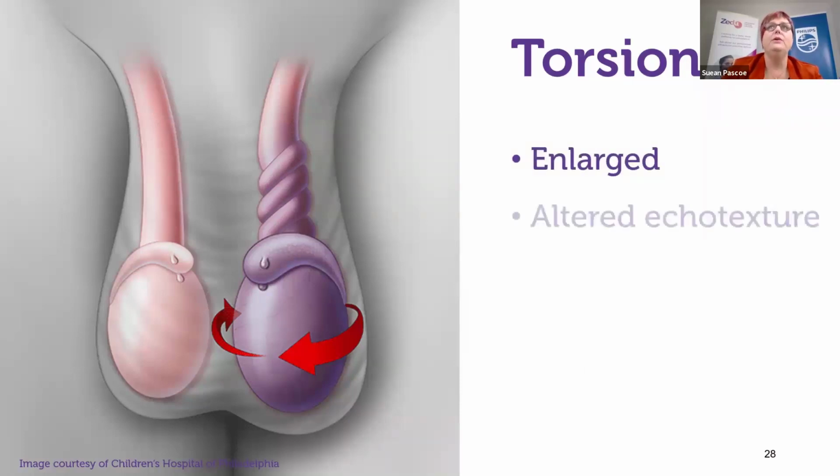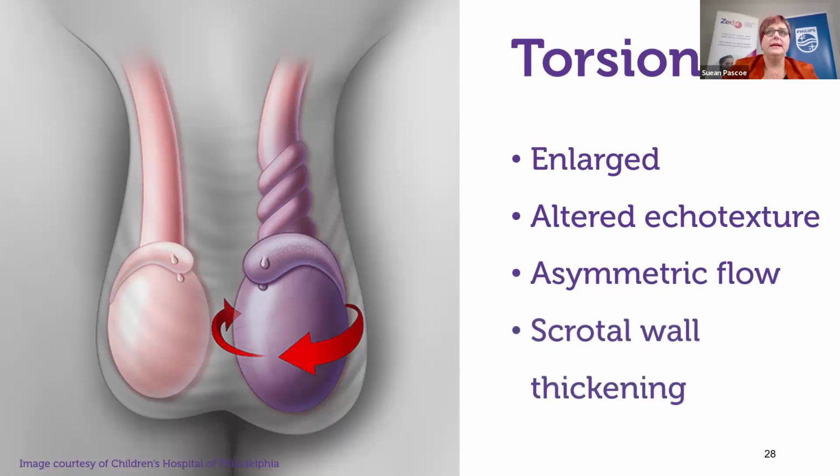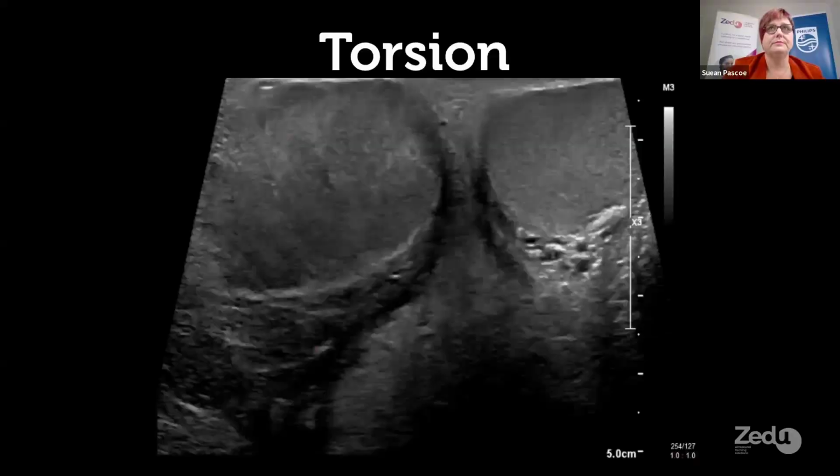Now this is on B mode. Any altered echo texture, pop the color on, look for asymmetric flow, and then also look for some scrotal wall thickening. Sometimes you can have a reactive hydrocele with testicular torsion.